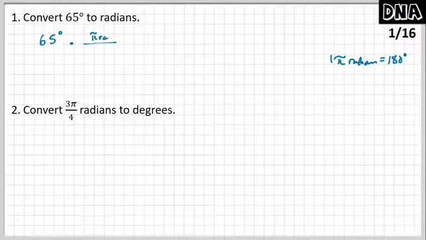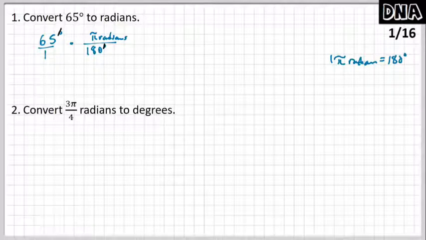pi radians over 180 degrees, because they're the same. You can do this, all right? So what happens is these degrees, the units cross-cancel out. And then we do as much cross-canceling as we possibly can before we multiply straight across, because most of the time it simplifies down to something pretty.